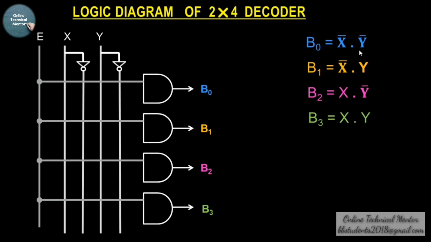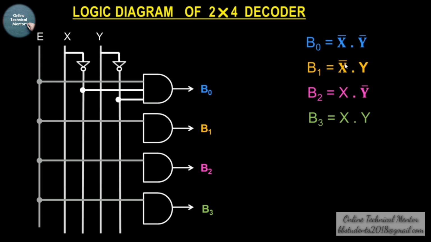So look at the first expression: B0 equal to X bar dot Y bar. So you have to draw a connection from X bar and from Y bar and do the AND operation between them. That means you have to draw a connection from the X bar line, this is an X bar line, and from the Y bar line, this is a Y bar line, and attach with the first AND gate, and you will get B0.